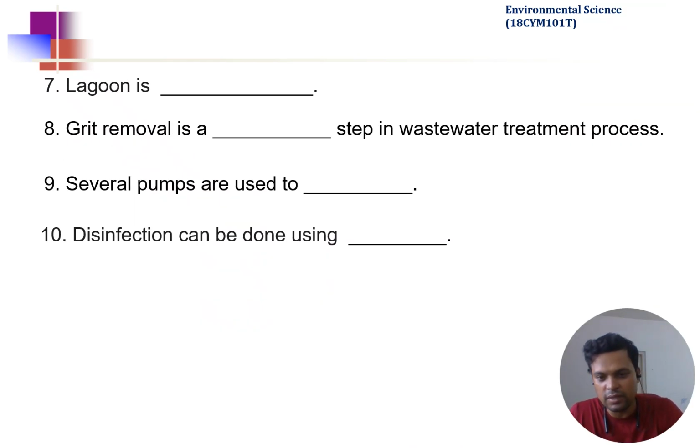A lagoon is an artificial lake where we remove organic material. Grit removal is a preliminary or primary step in the wastewater treatment process. Several pumps are used for what? To circulate the water in the wastewater plant.